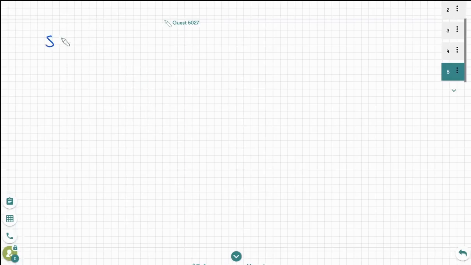A geometric series. Let's say S is the sum, and you start with A, the first term. Then you add A times R, which is the ratio. The next term would be AR squared, and then the next would be AR cubed, and so on.